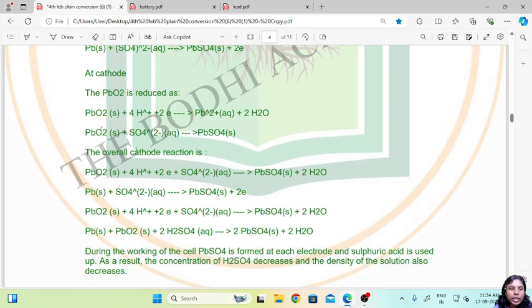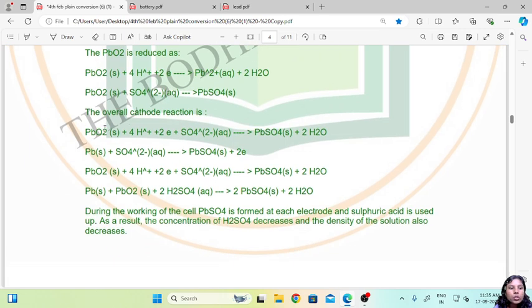Now at the cathode, the PbO2 is reduced. PbO2 plus 4H+ plus 2 electrons is reduced to Pb2+, and we have water as the byproduct. This Pb2+ from the lead oxide then again combines with SO4 2- to give us PbSO4. So the overall reaction goes as PbO2 plus 4H+ plus SO4 2-, giving us lead sulfate plus water.